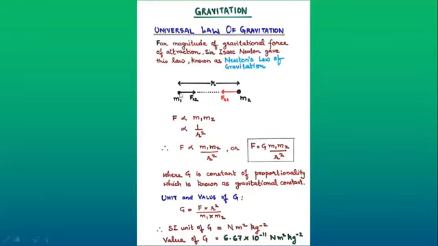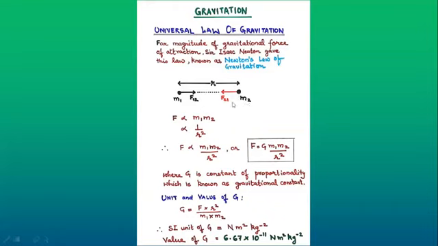Consider two mass particles m1 and m2. These are the two masses between which we will find out the gravitational force of attraction. They are separated by a distance small r. Here F12 is the force exerted on mass 1 due to mass 2, and F21 is the force exerted on mass 2 due to mass 1.